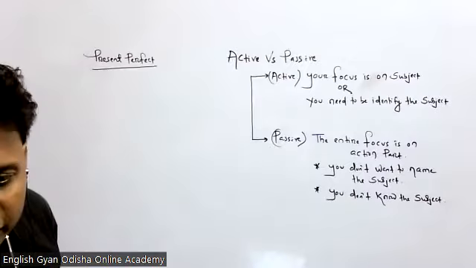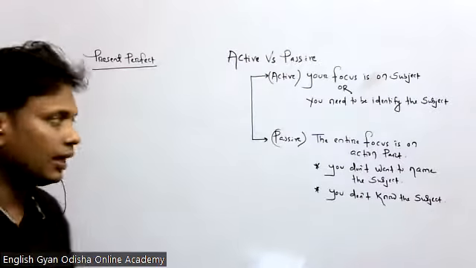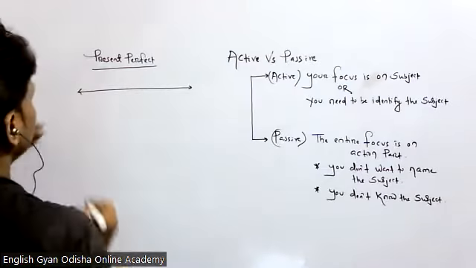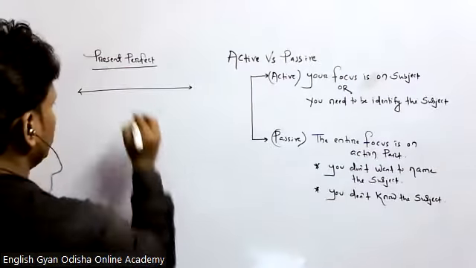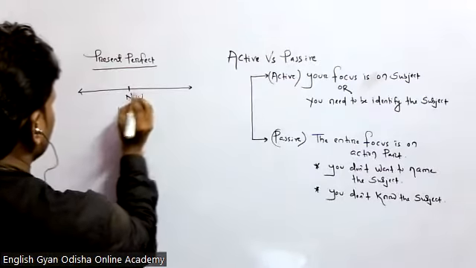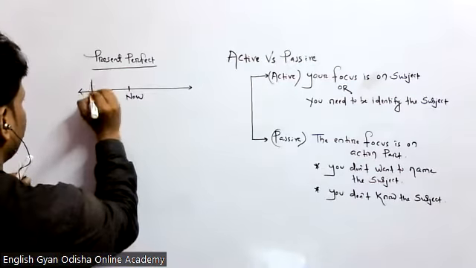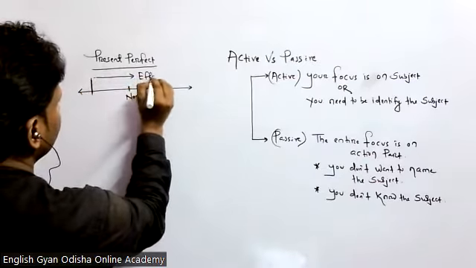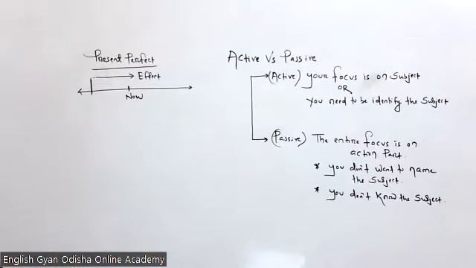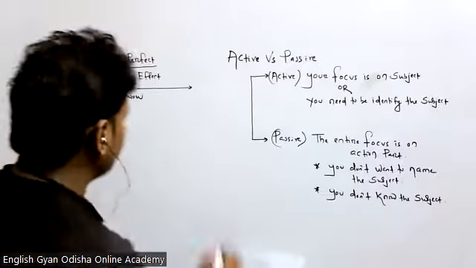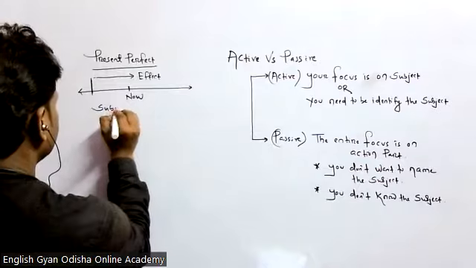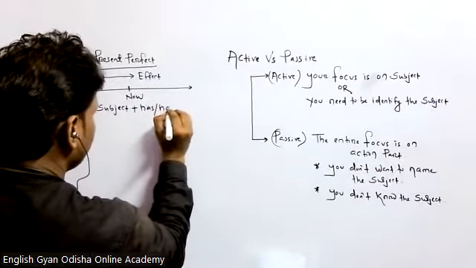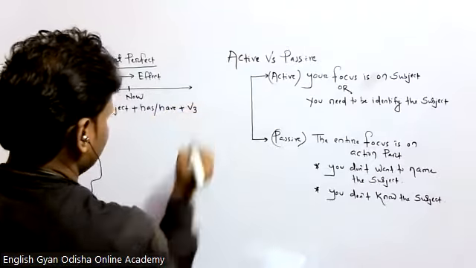Let me tell you, my friends, what is the situation? The situation is very simple. If you want to draw the timeline, this is my timeline for present perfect. This is right now. Something happened in the past and finished in the past, but the effect is there. Whenever I say effect, that is called present perfect. And the structure I have given you is subject plus has or have plus V3.